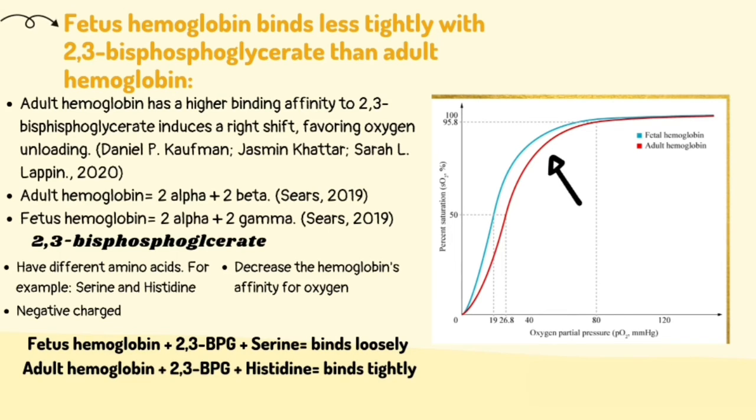When fetal hemoglobin binds with 2,3-BPG and serine, it binds loosely, resulting in better binding to oxygen. Next, adult hemoglobin binds with 2,3-BPG and histidine. It binds tightly, causing poorer binding with oxygen. It is because histidine has a positive charge, so it will interact well with 2,3-BPG that has a negative charge.